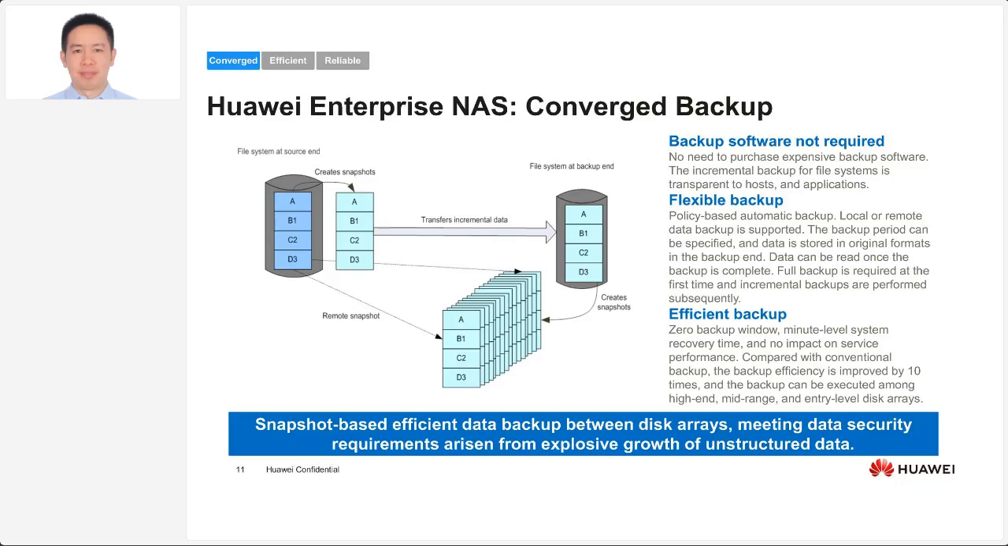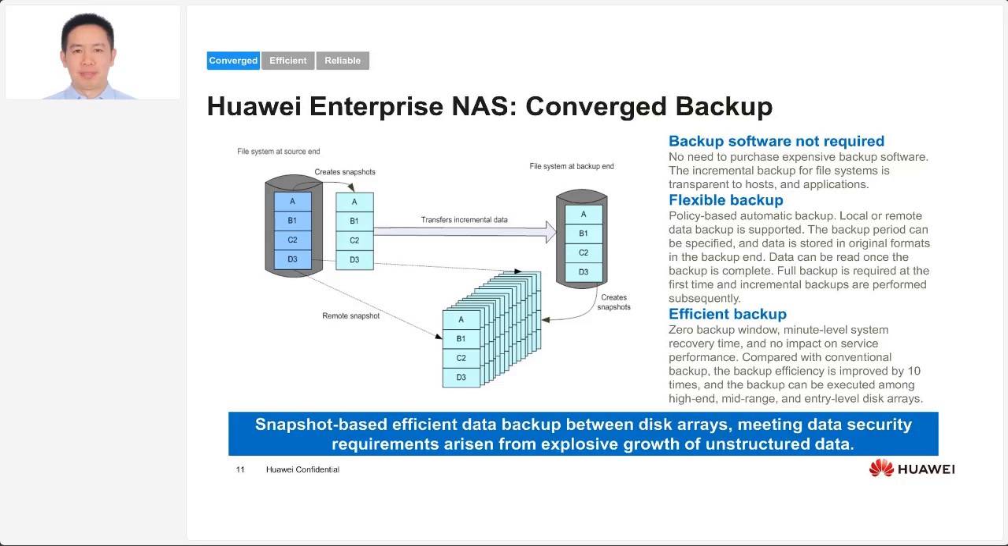Especially for the snapshot-based backup solution, there will be efficient data backup between the disk arrays to meet the data security requirements arising from the explosive growth of the unstructured data. What does that mean? Backup software is not required in this scenario. There is no need to purchase expensive backup software.